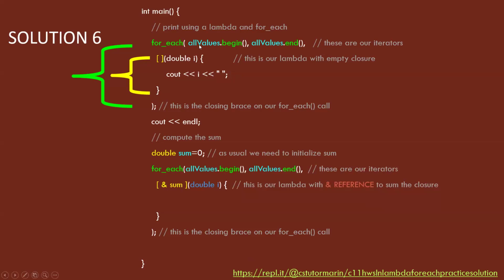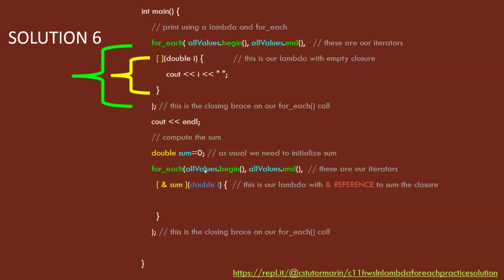So for each, begin, end, see if you can try this. I just feel like I'm losing ground here. I'm going to start my closure with nothing in it. I'm going to match the data type of whatever my vector is, so I have to go up and look at what vector I have here. And then I'm just going to print it out. Okay, so that's a handy printout for my all values vector there.